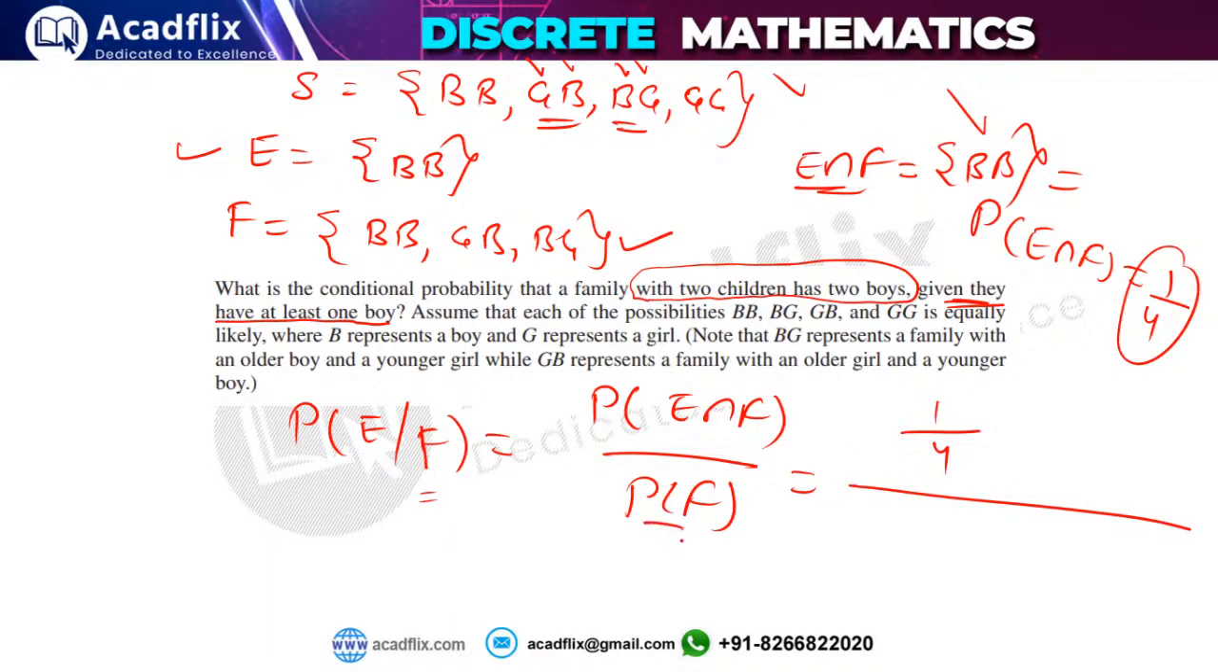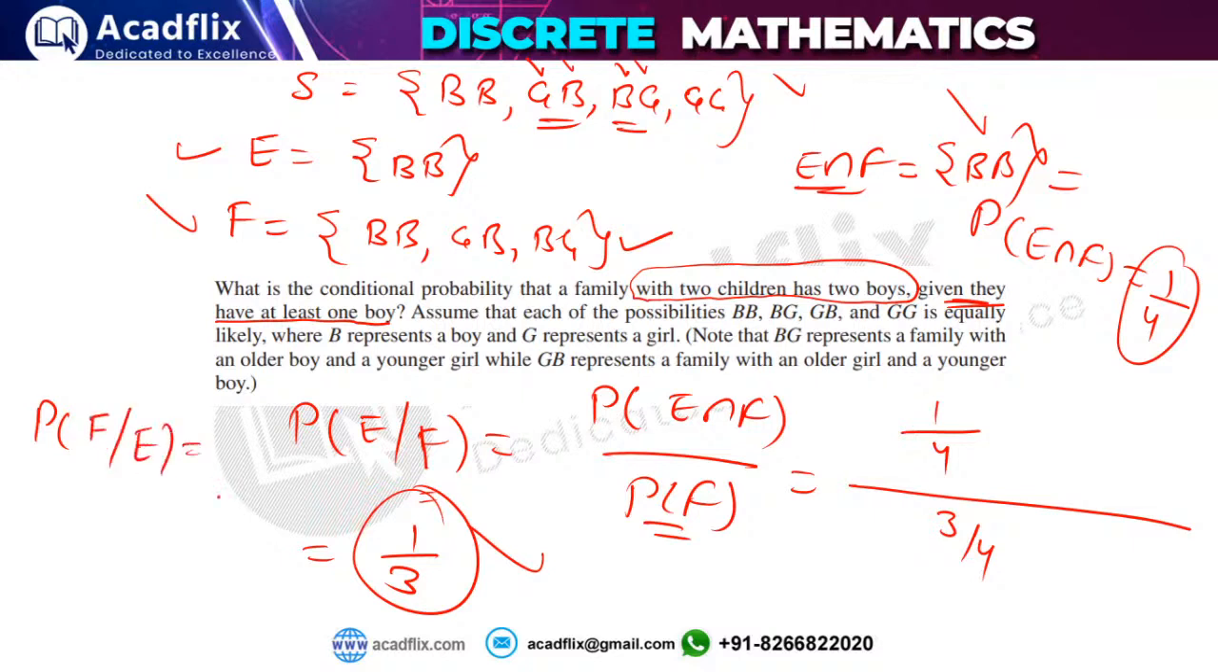Okay. What is the probability of F? The probability of F is 3 by 4. This is the probability of F. So what will be the answer? The answer will be 1 by 3. So this will be the answer. You can also find, next question I am asking, what is the probability of F given that E? What is the probability of F given that E has happened? Tell me what will be the answer.